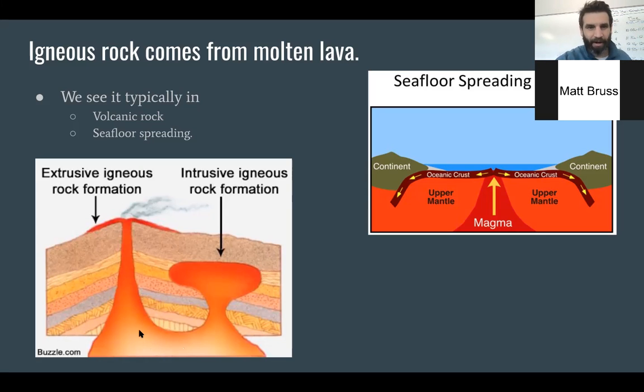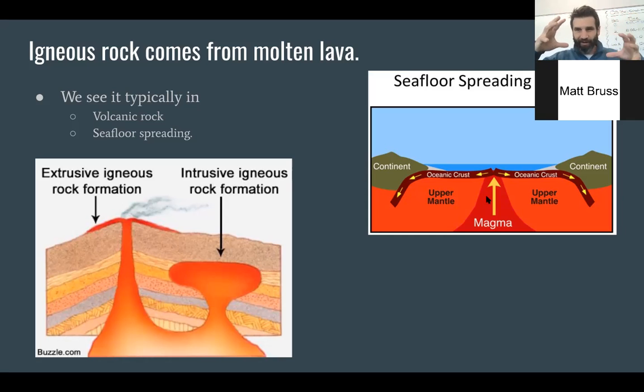But the same magma that pushes up out of a volcano can push up into other layers and form layers of rock in the Earth. And this is called intrusive igneous rock formation. Another place where we have seen magma pushing up is on the sea floor, where the sea floor spreads out as this magma pushes up. And that's the driving force of moving the continents, of this continental drift.